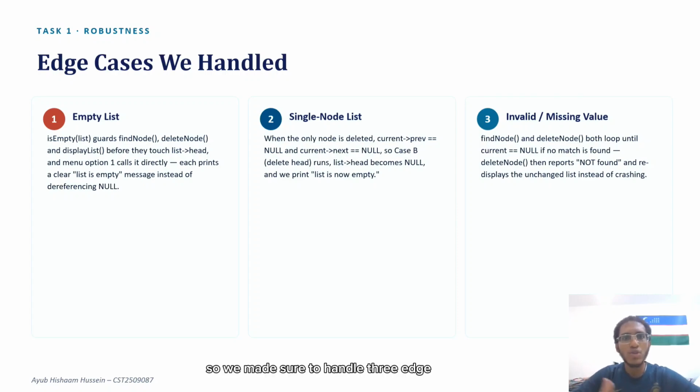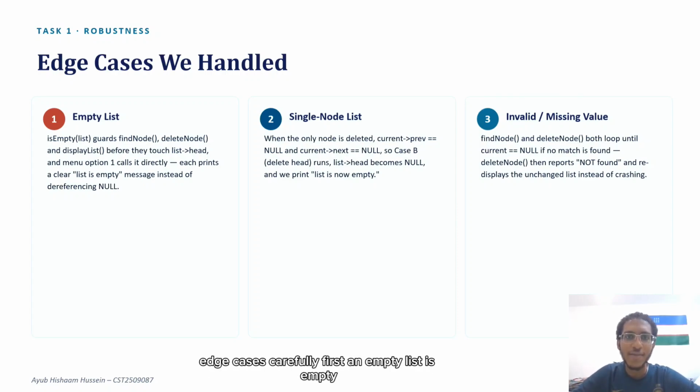So we made sure to handle 3 edge cases carefully. First, an empty list. Is empty guards find node, delete node, and display list before they ever touch list to head. So instead of crashing, we print a clear "list is empty" message.